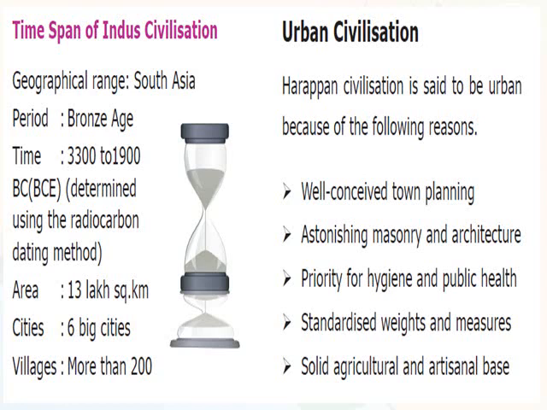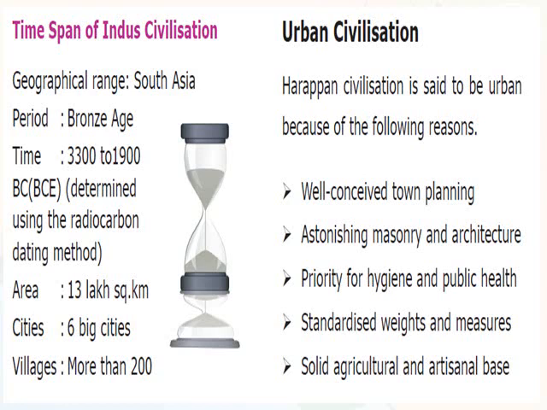The reasons for considering Harappan to be an urban civilization. First one was well-conceived town planning. They had a plan for the town. It had astonishing masonry and architecture. The masonry, the brickwork and architecture was excellent. Priority for hygiene and public health. There were drainages throughout the streets and they were given priority for hygiene, cleanliness and public health.